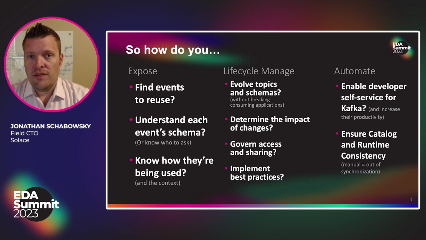How can you understand each event schema or even know who to ask? And how do you know how they're being used? In most cases, a Kafka topic name and a schema name still isn't necessarily providing the business context around what exactly that event represents. Secondly, how do we lifecycle manage these different artifacts?